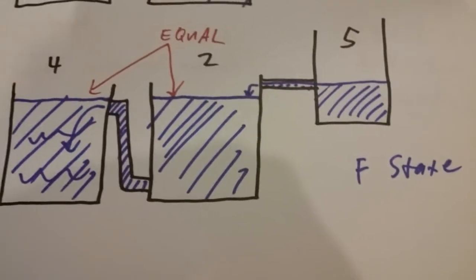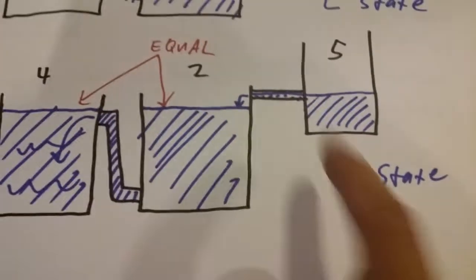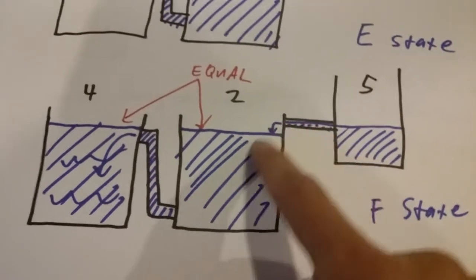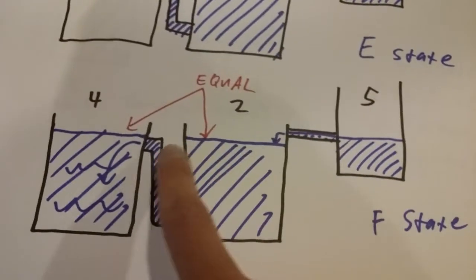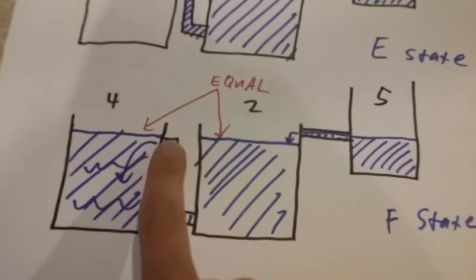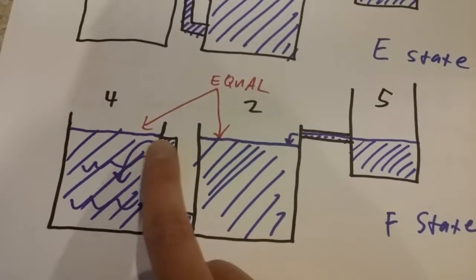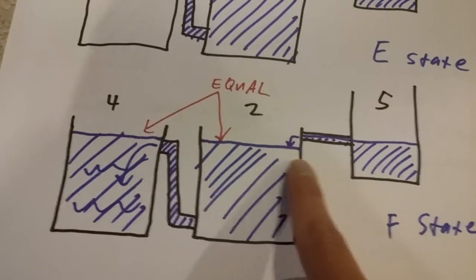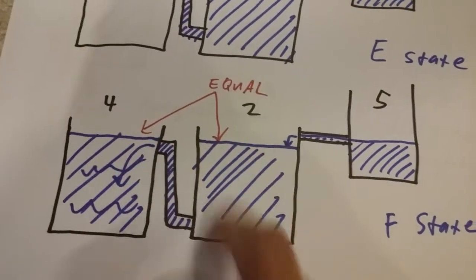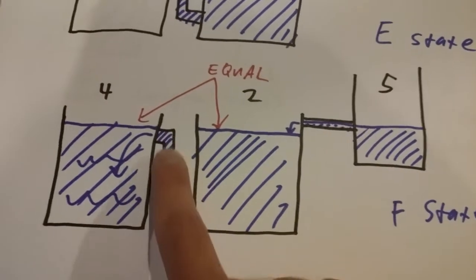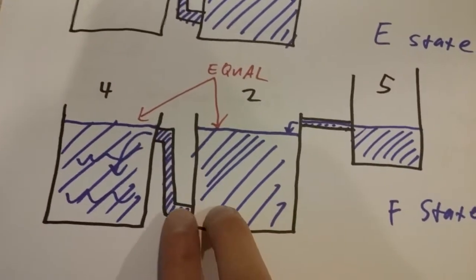So here, F state, we have this situation where the water from 5 keeps flowing in because its level is slightly higher. Tank 2 fills up to this point, and the water reaches this point at the top of the tube leading into tank 4. And so tank 4, this tube, and tank 2 are all at an equal level to each other because water seeks the lowest point.